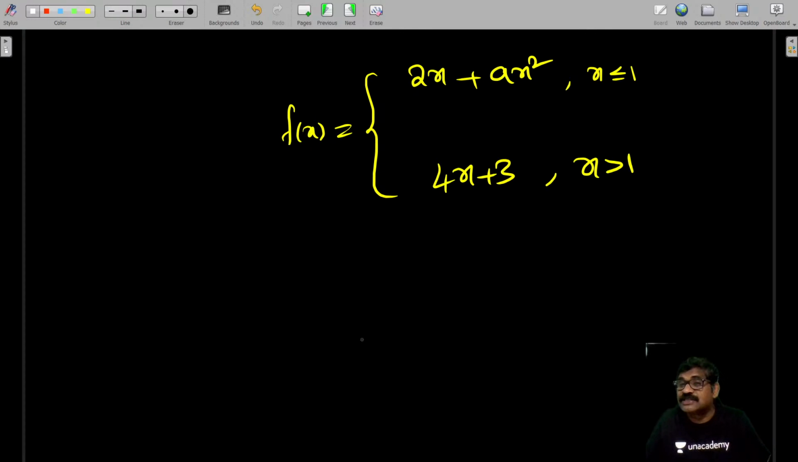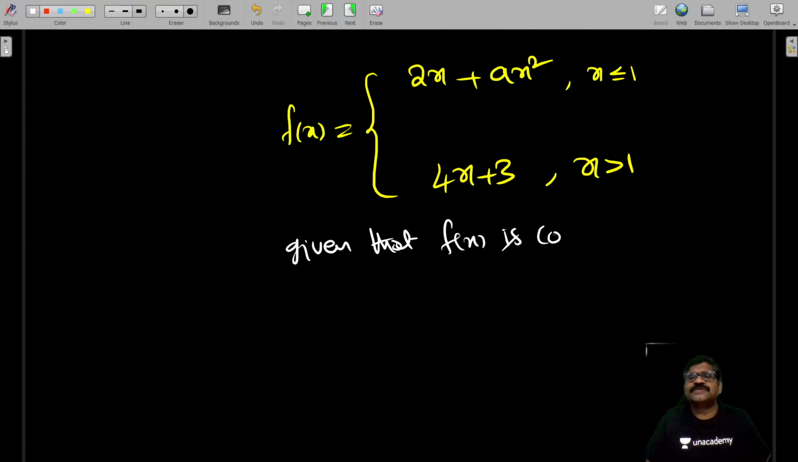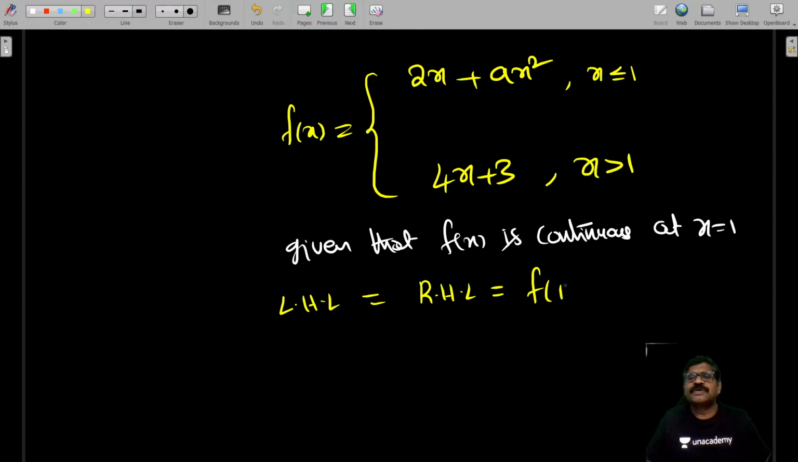Now, the function is continuous at x equal to 1. Given that f of x is continuous at x equal to 1. Therefore, left hand limit equal to right hand limit equal to functional value at 1.